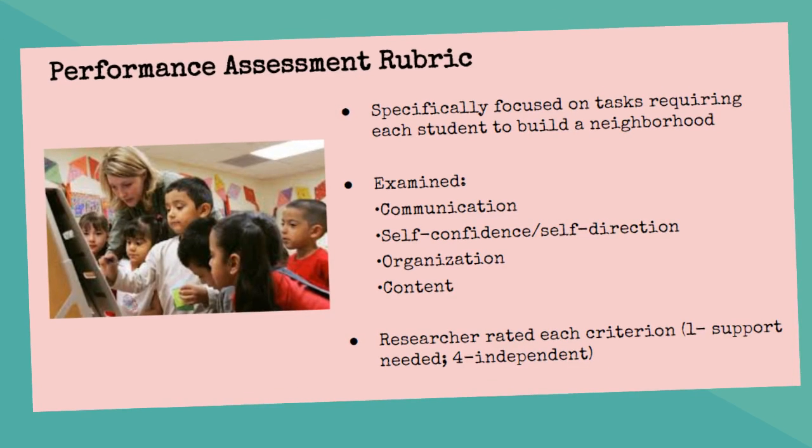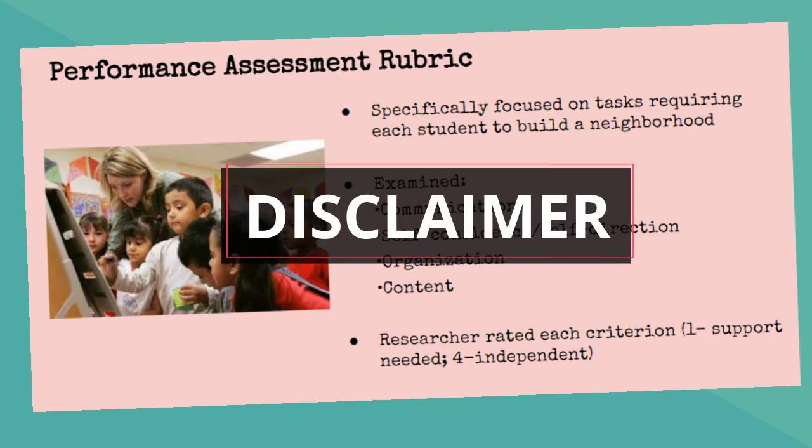The performance assessment rubric was used by the researcher with each of the students to build a neighborhood as a task. It examined communication, self-confidence, organization, and content. Students receiving a score of 1 meant they needed support to complete the task. Students receiving a score of 4 meant they could complete the task independently. The researcher conducted the study by herself with each of the students to eliminate the possibility of inter-rater reliability.